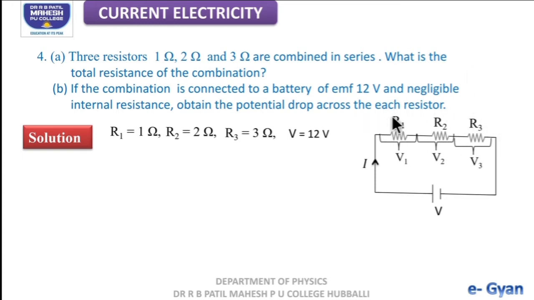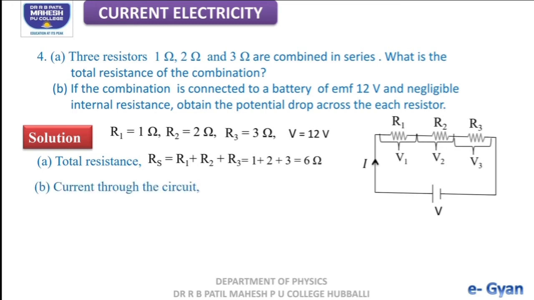Okay, when the resistors are connected in series, the same amount of current flows through each resistor and the potential difference is different across different resistors. Now first let us find the value of total resistance and then the total current flowing through the circuit, and then we'll be finding V1, V2 and V3. Okay, part A. Total resistance is equal to Rs equal to R1 plus R2 plus R3, that is equal to 1 plus 2 plus 3, that is equal to 6 ohm. Effective resistance or total resistance of the combination is 6 ohm.